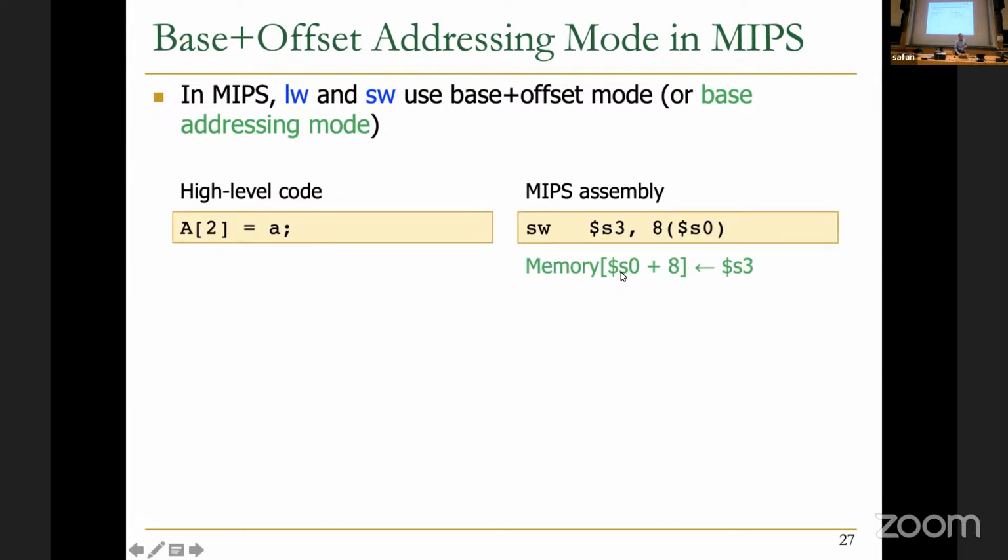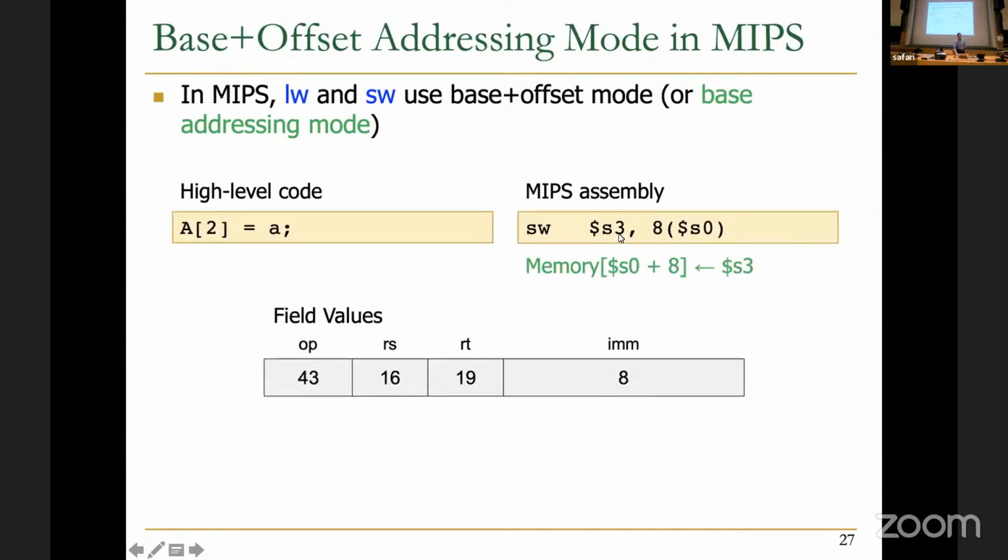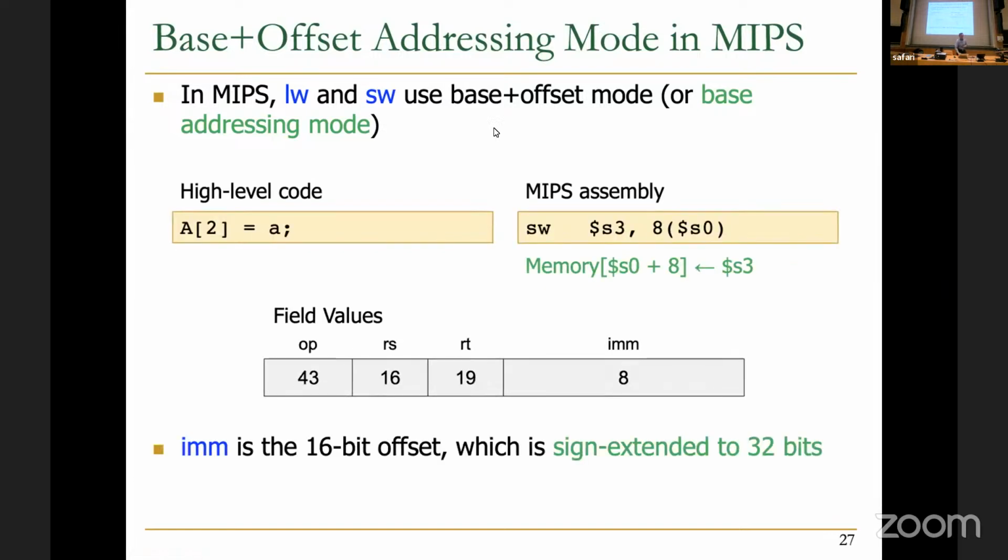Basically, this says that memory at base register S0 plus offset 8 should get the value of source register S3. And this is assuming that, again, the variable A is stored in S3. Okay, there's no magic here. And you can actually encode it like this. In this particular case, MIPS has 32-bit instructions, so you have a wider range for encoding the offset, which is a 16-bit immediate over here.